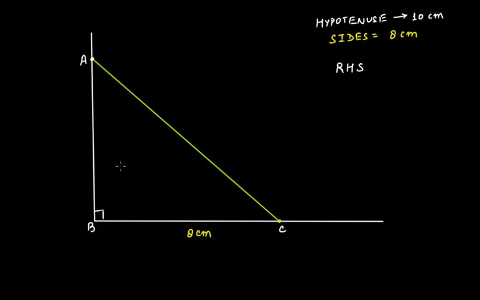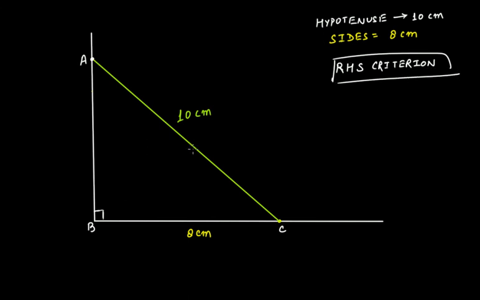Now it's not an exact diagram, like this is 10 centimeter, but maybe it would be intersecting somewhere on the upper portion. It's not an exact figure, just to explain what we mean by this RHS criterion. So a right angle was given to you, then the hypotenuse was given to you, and then one side was given to you. On the basis of that, you can easily draw the triangle that your friend was asking for, and it's exactly the same triangle.